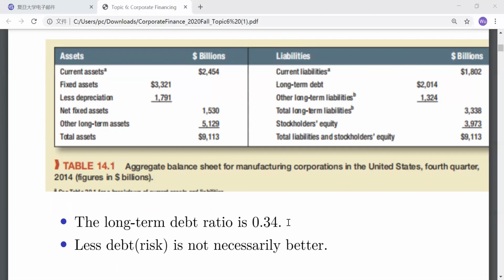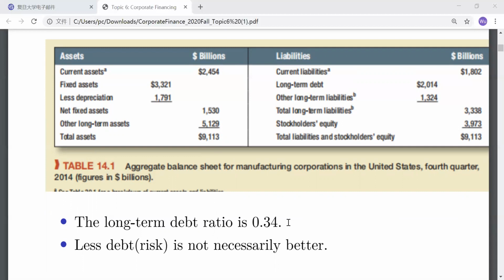But when we talk about debt ratio, we need to realize that there are pros and cons associated with high and low debt ratios. If the debt ratio is too high, that means you rely too much on debt, right? If you rely too much on debt, one thing that could happen is that maybe in the future you won't be able to pay back the debt that you borrowed, which can cause financial distress, right?